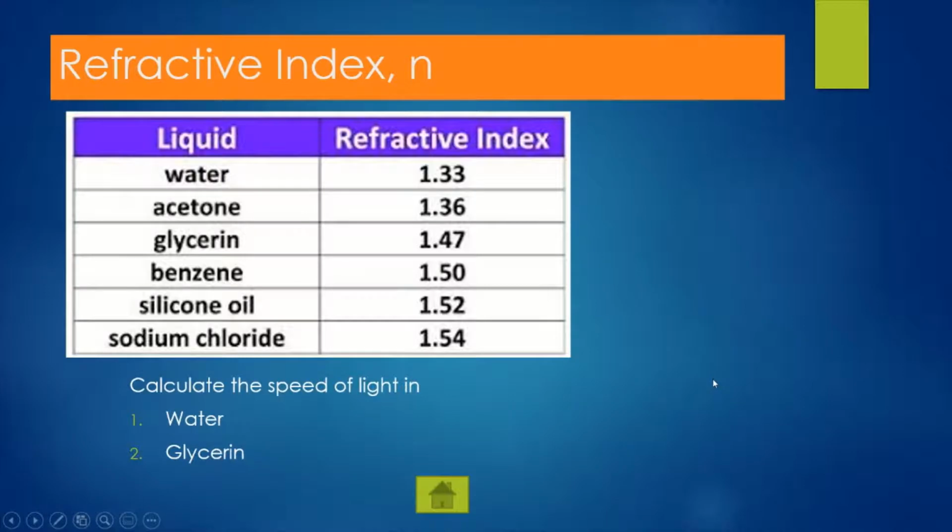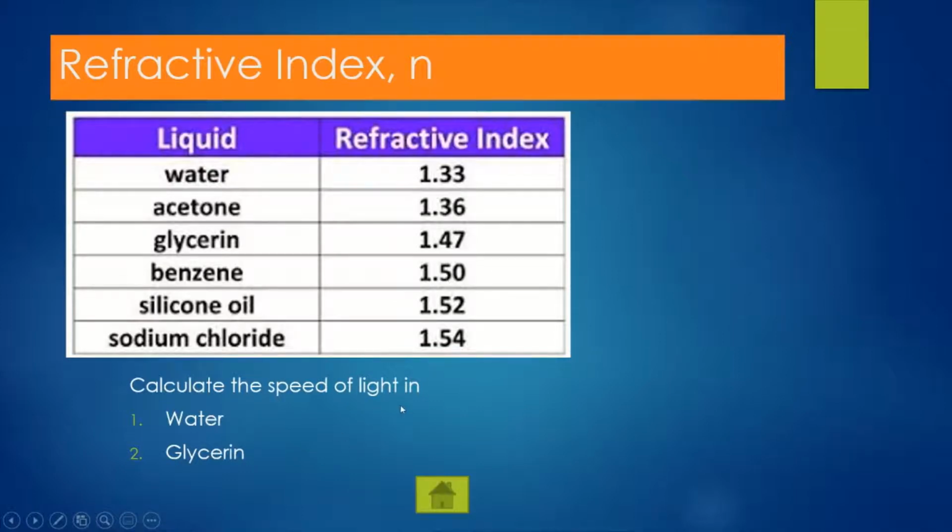Okay, let's look at some examples of refractive index. You can see water refractive index is 1.33, acetone 1.36, glycerin, benzene, silicon oil, and sodium chloride. So they have their own refractive index.